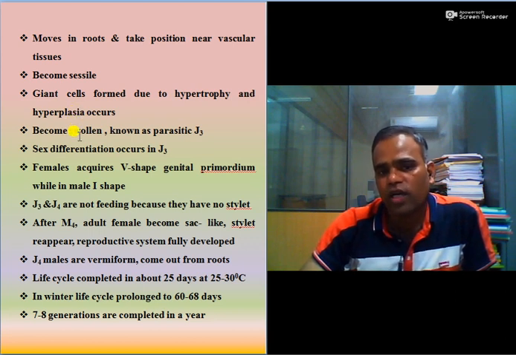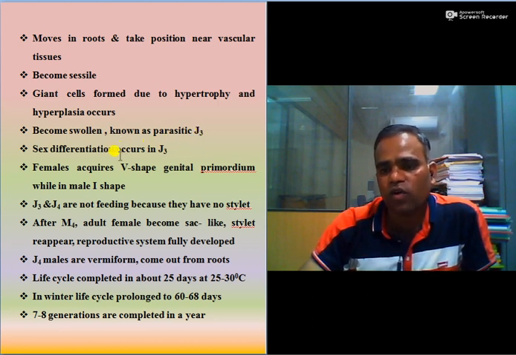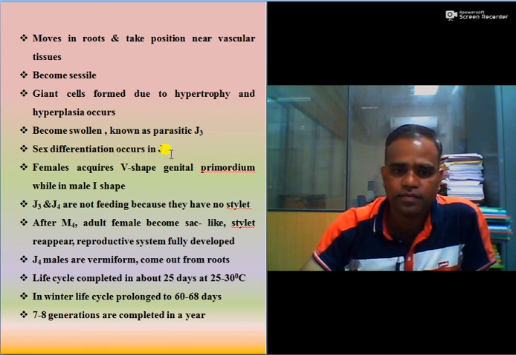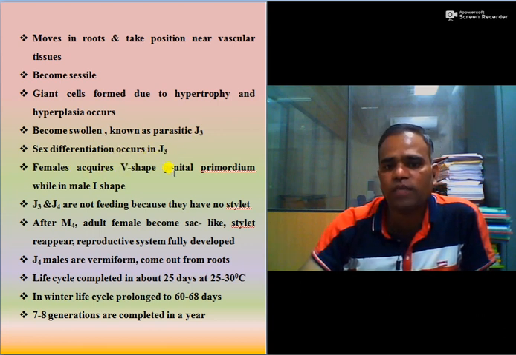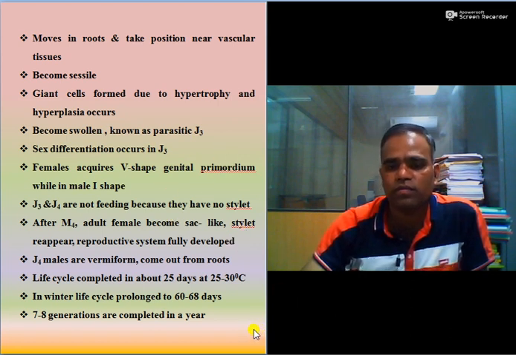They become swollen and are known as parasitic J3. Sex differentiation occurs in juvenile 3. Female acquires a V-shaped genital primordium, while in male an I-shaped genital primordium is formed.